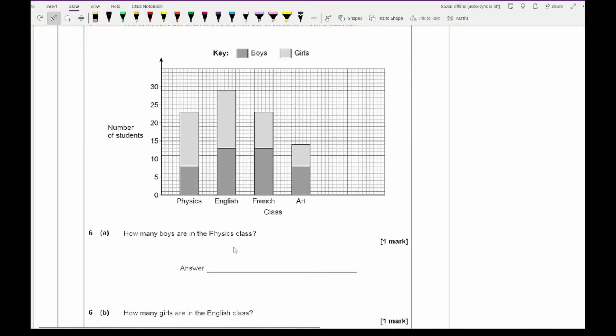Now the next question, question 6a, says how many boys are there in the physics class? So what we're looking for is what the frequency is for the dark grey in physics, and that is going to be 8. So we're just going to write an 8 in that box there.